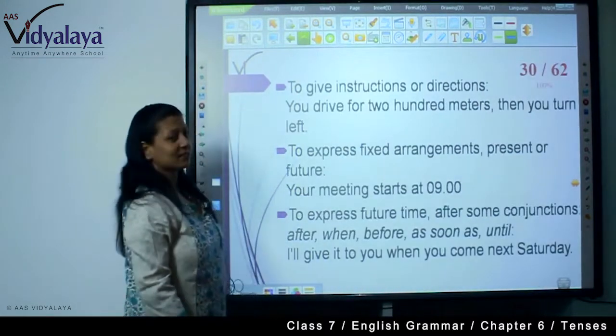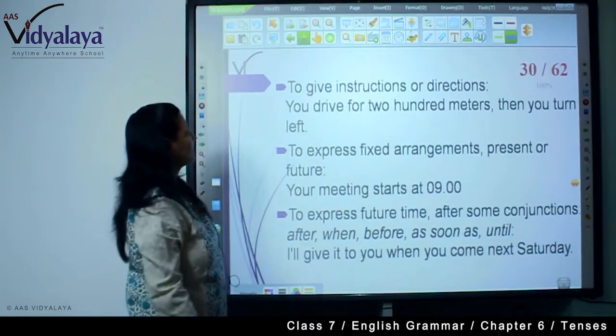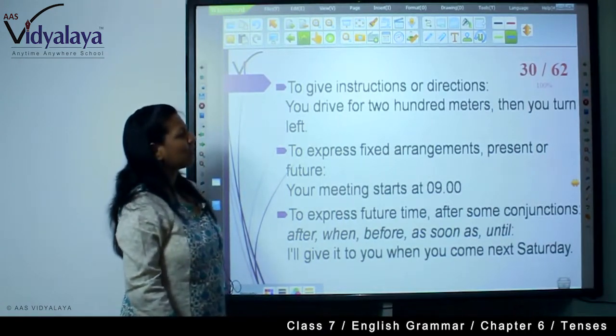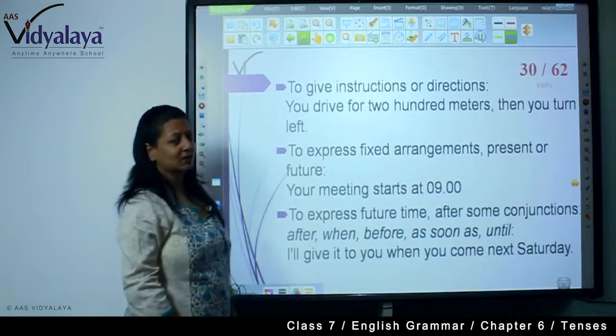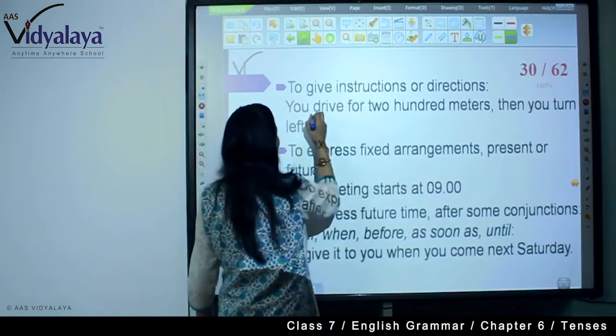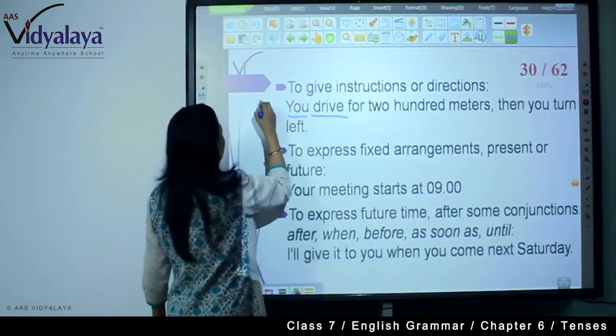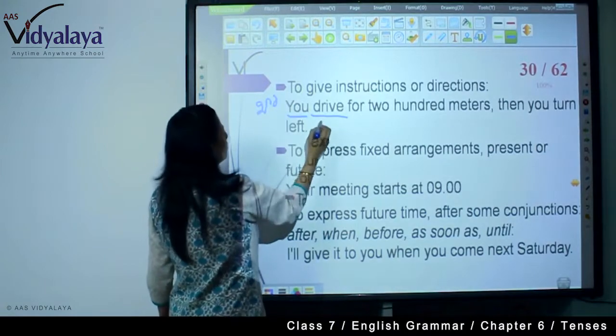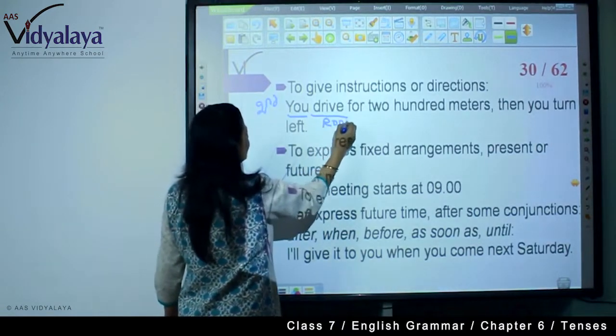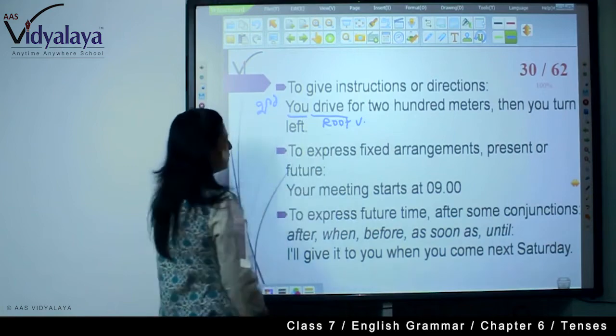To give instructions or directions. You drive for 200 meters, then you turn left. So here we are giving instructions, and as this is second person, so root verb. So here it is the root verb, drive only.